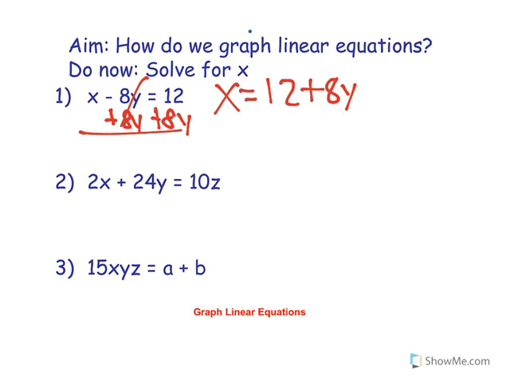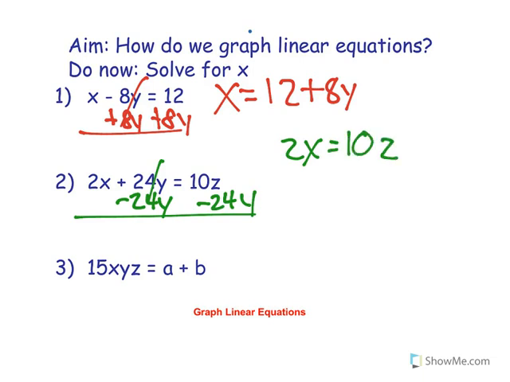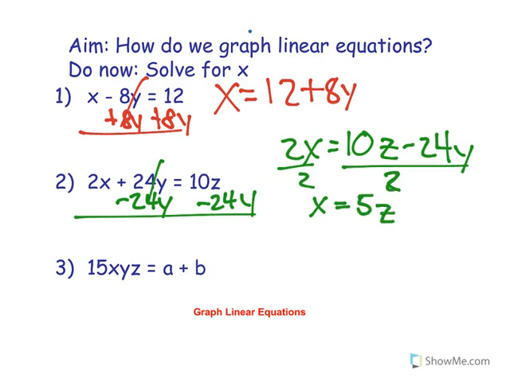For the second one, there's two things I need to do. I need to isolate my x term by moving my y term, by adding its opposite on both sides. So now I've got 2x equals, let's say, 10z minus 24y, or negative 24y plus 10z. I will divide everything by 2. So 10z divided by 2 is 5z, and negative 24y divided by 2 is negative 12y.